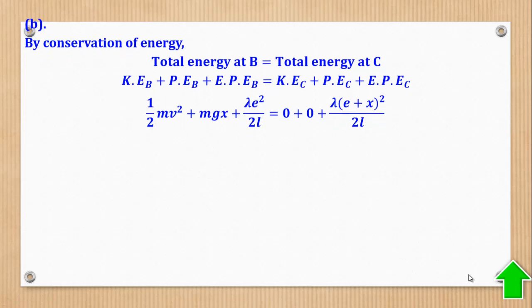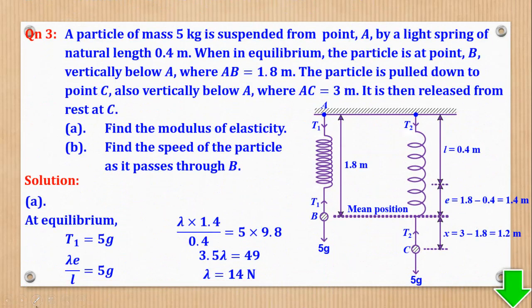Let's see in the diagram. When the lowest point becomes the reference for the gravitational potential energy, at point B the height is x. That's why we used mgx. Here it passes B with a certain velocity v. That's why we used the half mv squared. Then the elastic potential energy: at this point, the extension in the string is e. That's why we use lambda e squared over 2L.